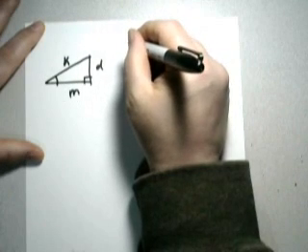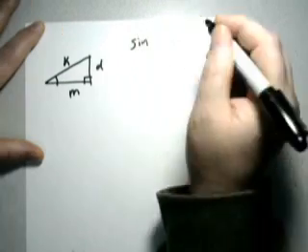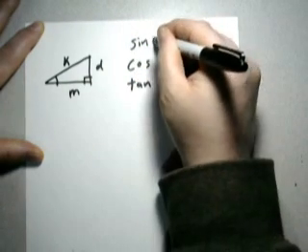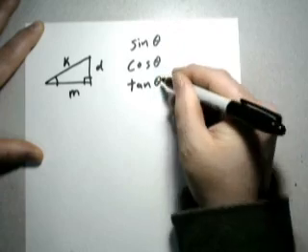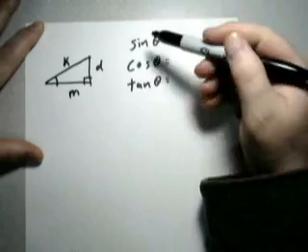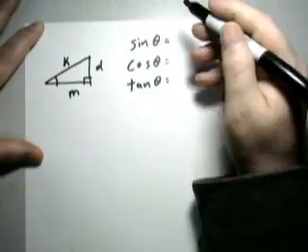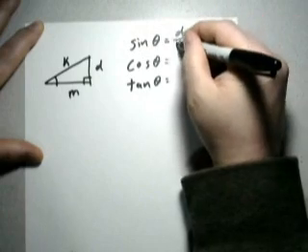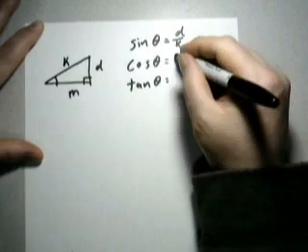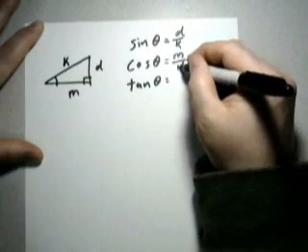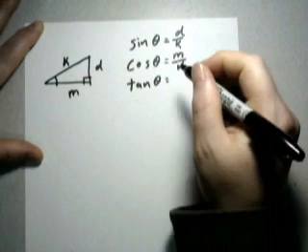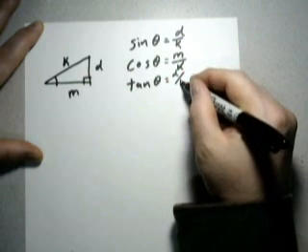Okay, so the first 3 are sine, cosine, and tangent. And I'll put the theta here. So sine is opposite over hypotenuse. So that would be D over K. So D divided by K. Cosine is adjacent over hypotenuse. So that would be M over K. And then tangent is the opposite over the adjacent, which would be D over M.